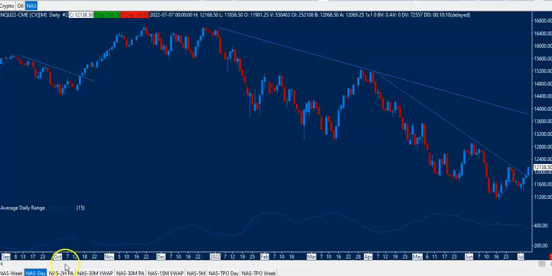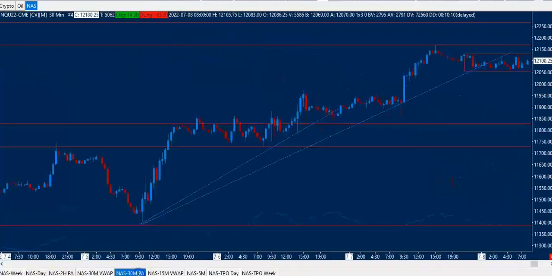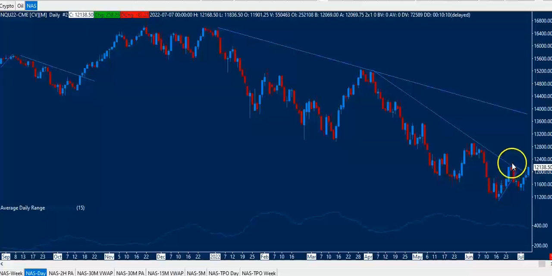Now let's switch over to the 30-minute and see exactly what's happening. We have essentially the previous day high as the closest resistance here, along with this resistance level here, which is this previous high. So good target there.